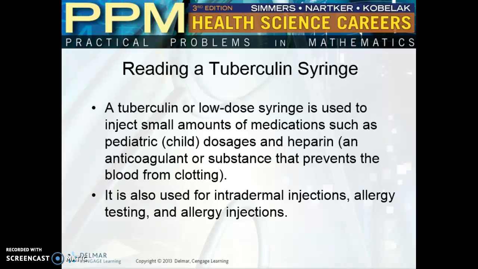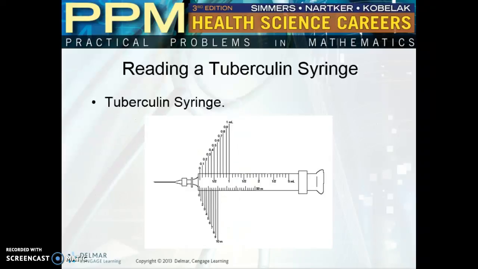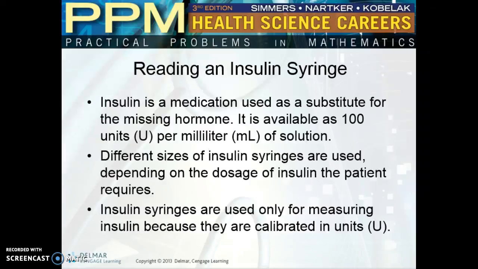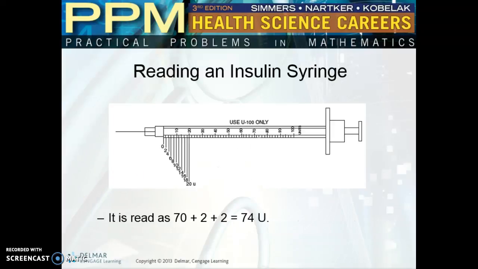The next type of syringe that they're going to be showing you is the TB or tuberculin syringe, or the low dose syringe. These are what you might see for pediatric patients, heparin, things like that. Again, they're going to show you a picture of what one should look like. And the last one you're going to look at is the insulin syringe. When you look at the insulin syringe, it is measured differently. You can see how it's measured in units. This is a U100 syringe, so it's measured in 100 units. And then they show you what the breakdown is on each of the calibrations.